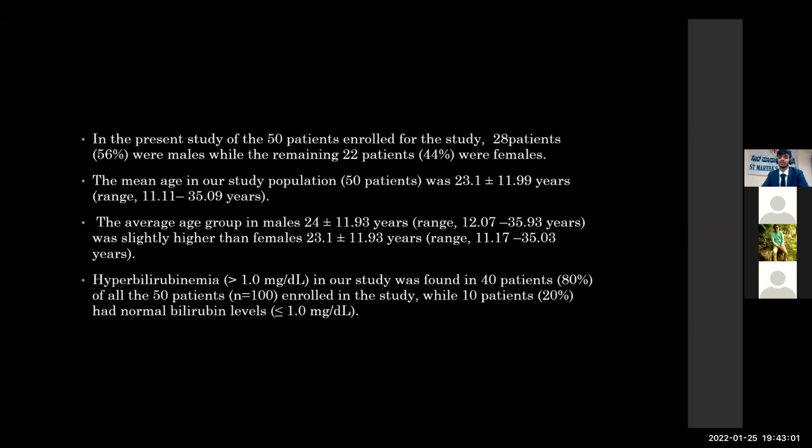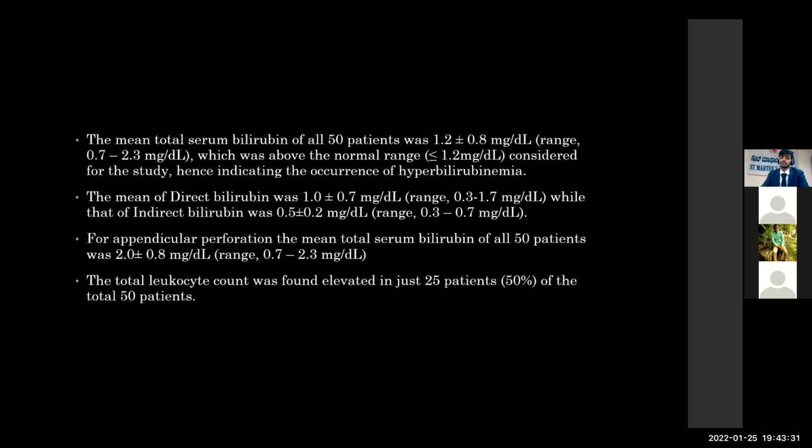In my study, out of 50 patients, 56% were male and 44% were female. The mean age group is 23.1 plus or minus 11.99 years. In the male age group, the mean is 24 plus or minus 11.93 years, and the female 23.1 plus or minus 11.9 years. Hyperbilirubinemia in our study was found in 40 patients, that is 80% had elevated serum bilirubin level and 20% had normal serum bilirubin level. The mean serum bilirubin in 50 patients was 1.2 mg per dl, and direct bilirubin mean value was 1 plus or minus 0.7 mg per dl.